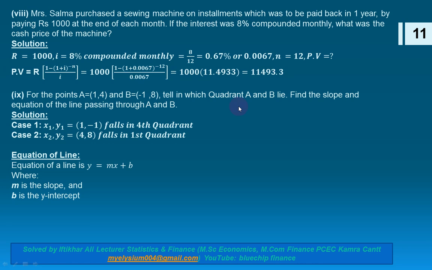And after putting the values into this formula, answer is 11493.3. Question number 9. For the points A equals to 1, 4 and B equals to minus 1, 8, tell in which quadrant A and B lie. Find the slope and equation of the line passing through A and B.